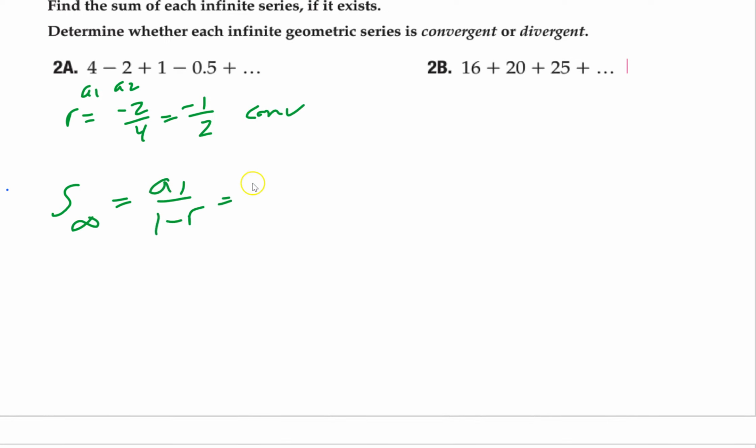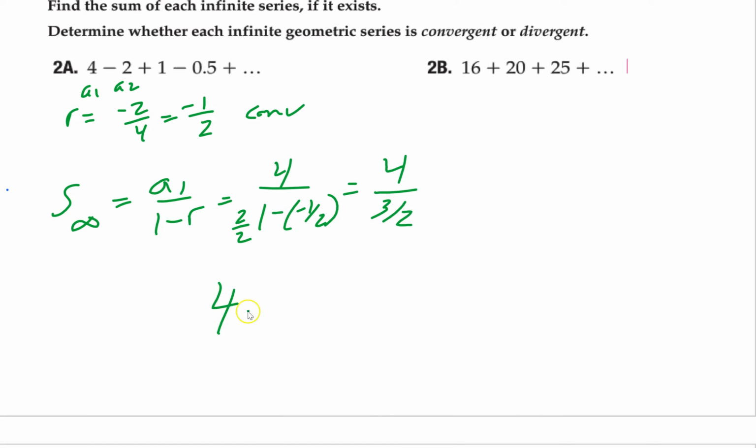In this case, let's plug our stuff in. a1 is 4. 1 minus negative 1/2. Now you can do this on your calculator if you want, but come on. I'm going to get 3/2. That's the same thing as saying 4 divided by 3/2, or 4 times the reciprocal, which is 8 over 3. And we are done with that one.